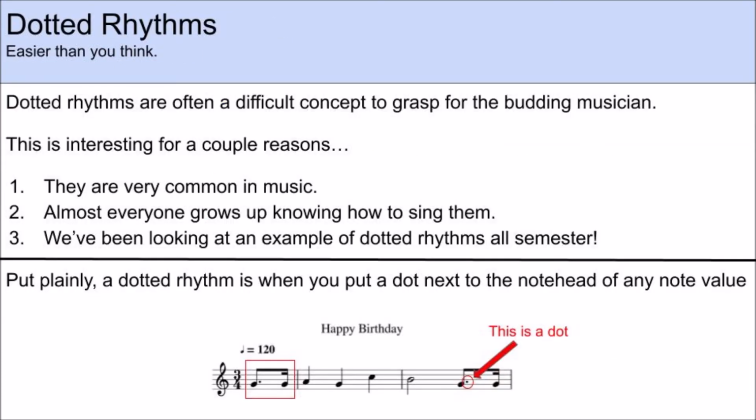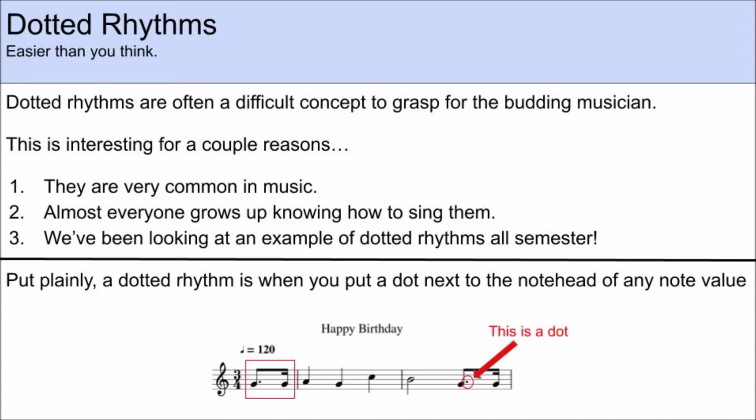Our next concept is dotted rhythms. This can be a little intimidating at first if you've never encountered them before, but they are quite easy and we encounter them quite often. They're very common in music. Almost all of us have grown up singing them even though we might not know them, and we have been looking at them this whole semester. At the bottom, I have again, Happy Birthday, and the very first note is a dotted rhythm.